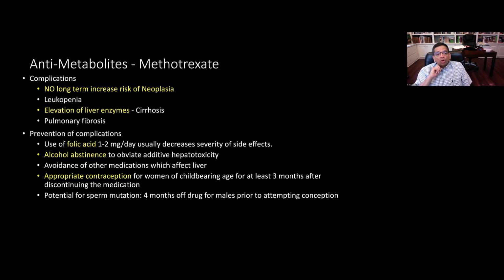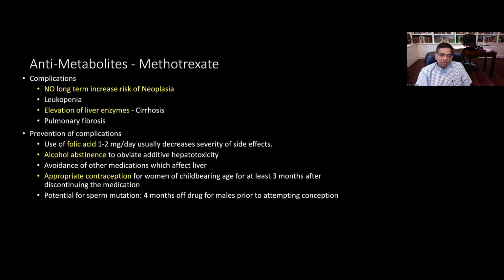There is no long-term increased risk of neoplasia or secondary cancers with methotrexate, but you can develop liver function enzyme elevation with treatment that needs to be monitored in children, especially. And with long-term use, you can develop cirrhosis with high-dose methotrexate if you don't follow the liver enzymes carefully. And you can also develop secondary pulmonary fibrosis, which is a rare complication of methotrexate, sometimes seen in chemotherapy for cancers when high-dose methotrexate is used.